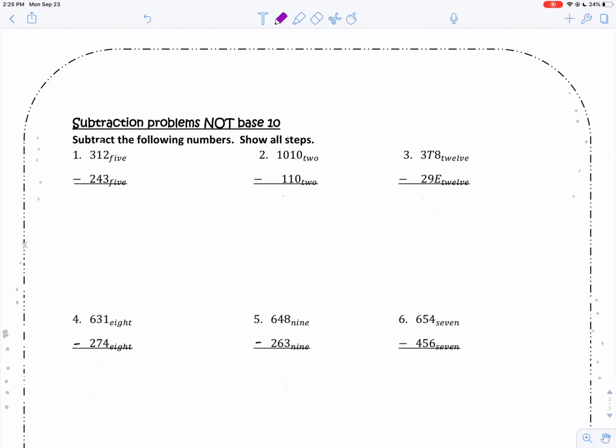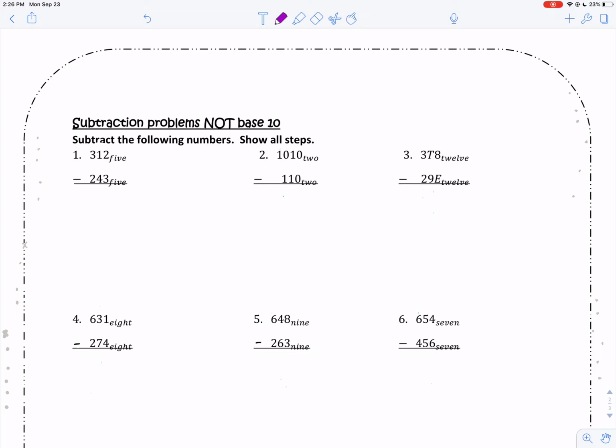In this video, I'll be working some extra problems where we're subtracting numbers that do not have base 10. As with all my extra problem videos, watch the first one and then I want you to pause the video between each one, work it on your own, and then double check to see if you did it correctly. You can stop at any time whenever you feel confident that you can do these problems by yourself.